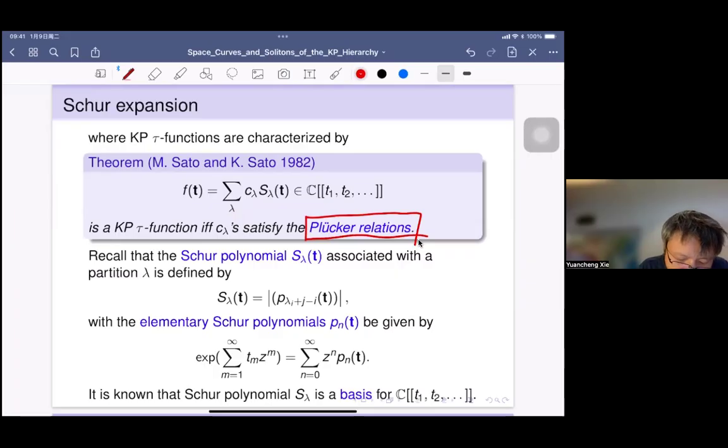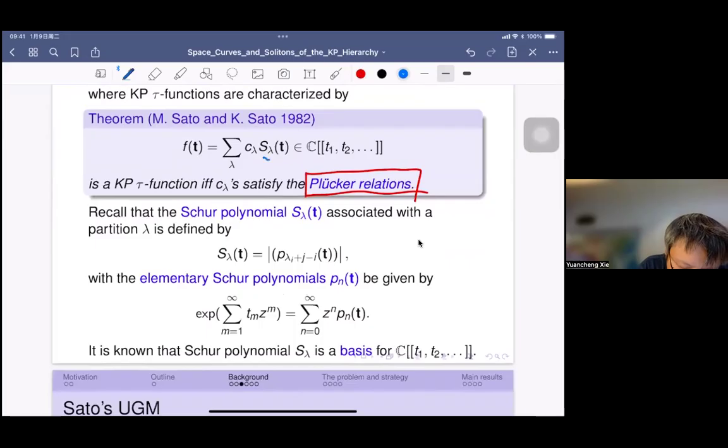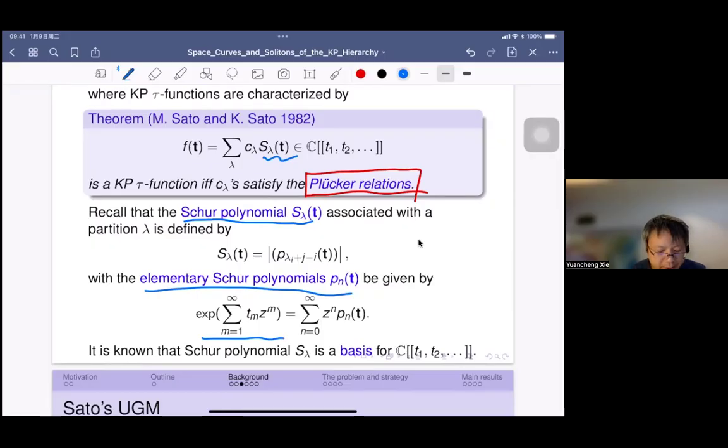Let me use a few words to explain some of the terminology and functions here. First, let me explain this, s lambda of t. This is the so-called Schur polynomial, and it can be constructed in this way. First we need to define what's called the elementary Schur polynomial. It has a generating series that looks like this. We take the exponential of the sum of t_m z^m, expand it and reorganize it in terms of powers of z^n, and the coefficients are P_n of t.